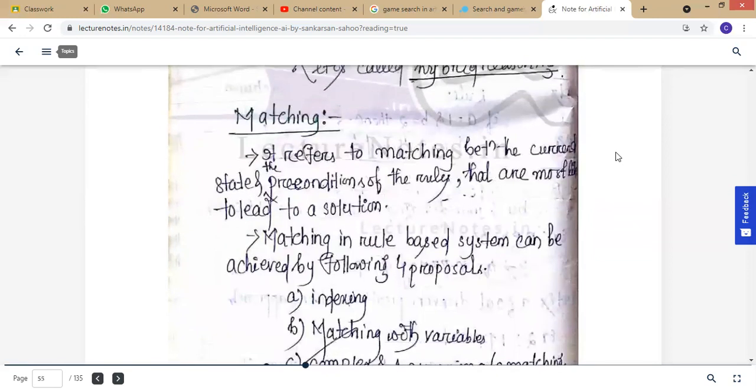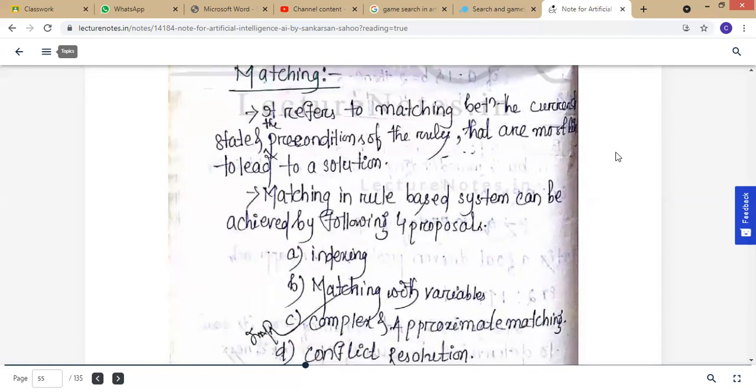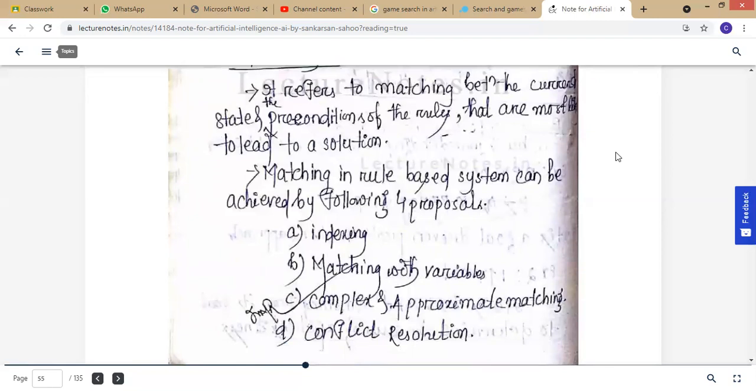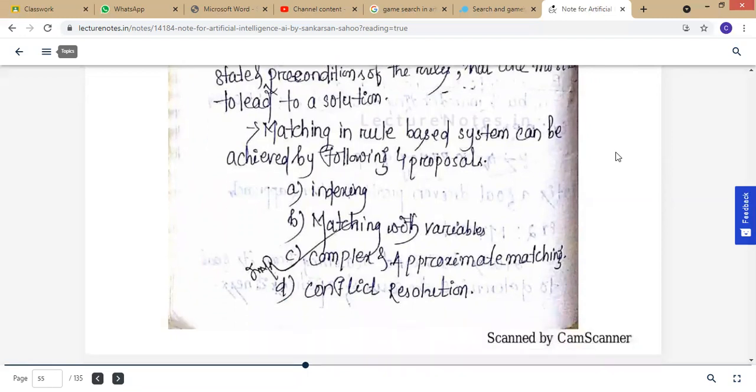Matching refers to the matching between the current state and the precondition of the state rule that has the most similar description. Matching is a rule-based system that can be achieved by the following problems. First one is indexing matching, second one is matching with variable, third one is complex and approximate matching, next one is conflict resolution.